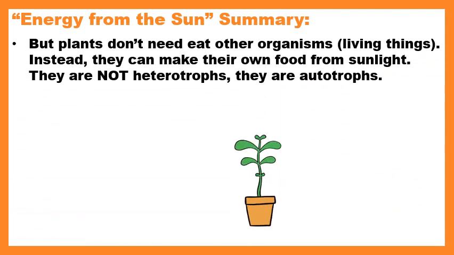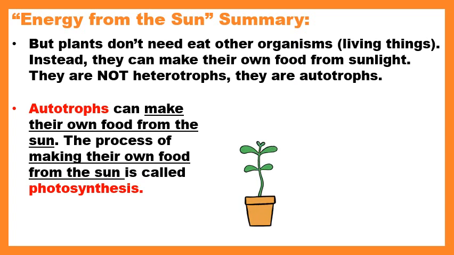But plants, unlike animals, don't need to eat other organisms or plants don't need to eat other living things. Instead, they can make their own food from the sunlight. They are not heterotrophs, they are autotrophs. So an autotroph is an organism or living thing that can make its own food from the sun.